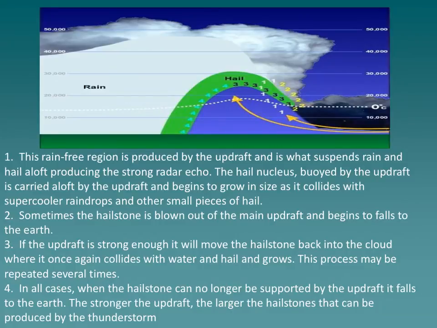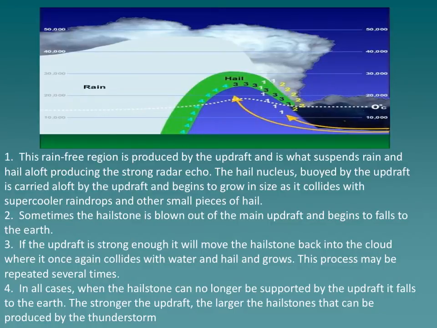This also produces a strong radar echo. If we're using radar to track a storm, the strong storms that come through in red mean there's a lot of updraft. And if you have enough updraft, what ends up happening is the cloud starts forming and touching the ground, and you get a tornado.